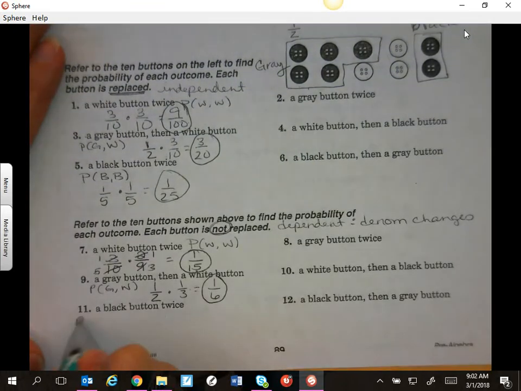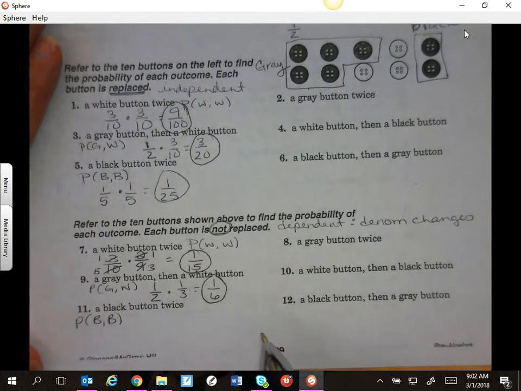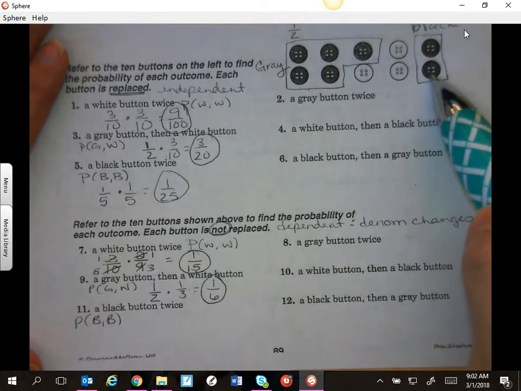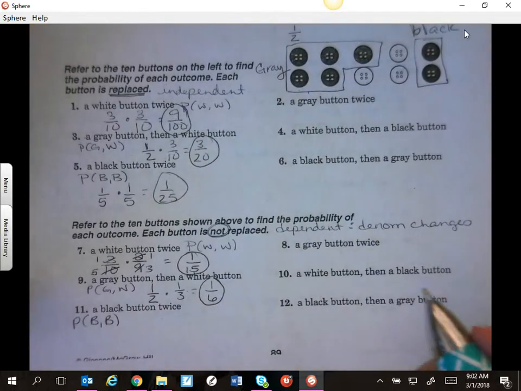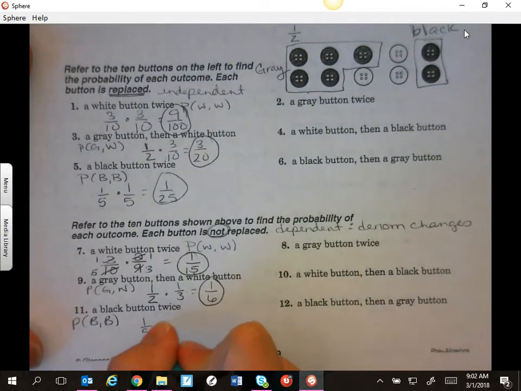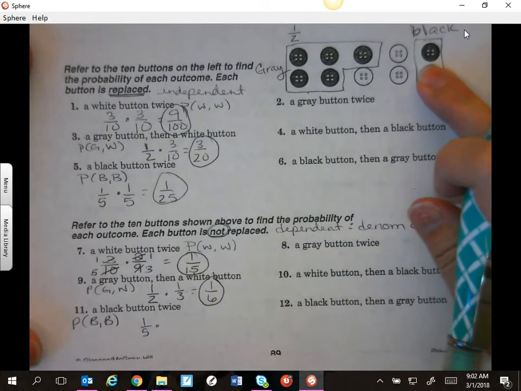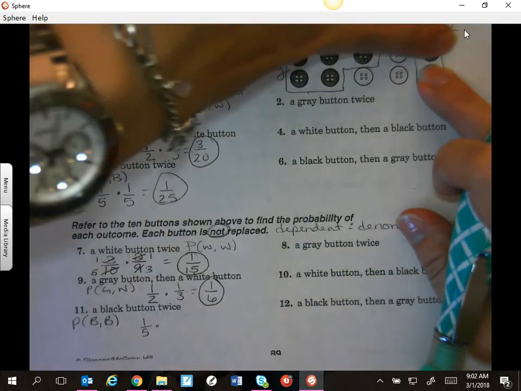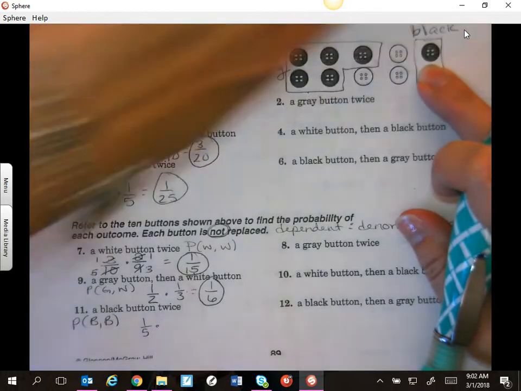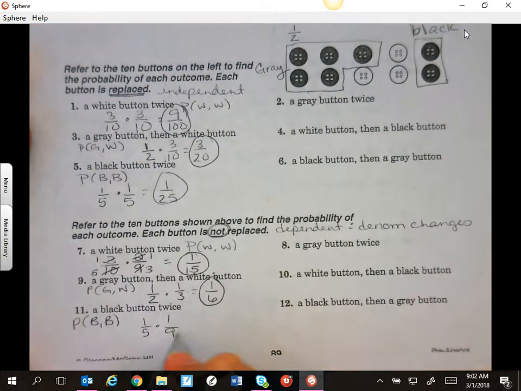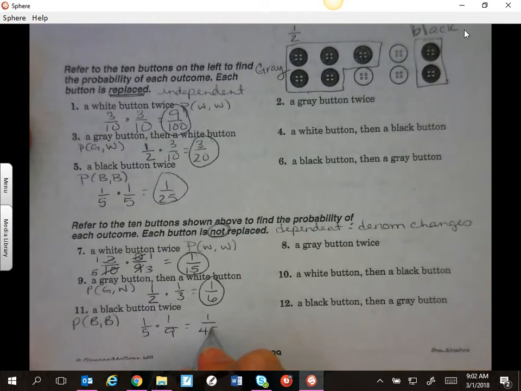Finally, we have a black and then a black. So we have 2 out of 10, again, 1/5. But now I've drawn one. So now there is only 1 black button out of 9. So that is 1 in 45. So that is the difference between independent and dependent events.